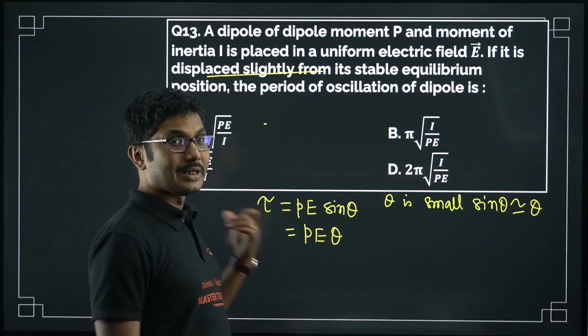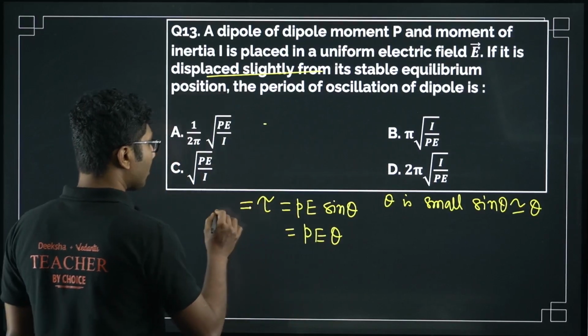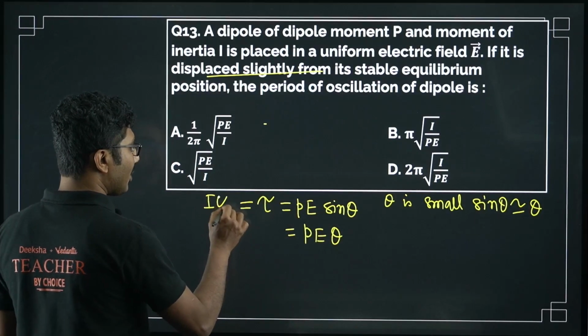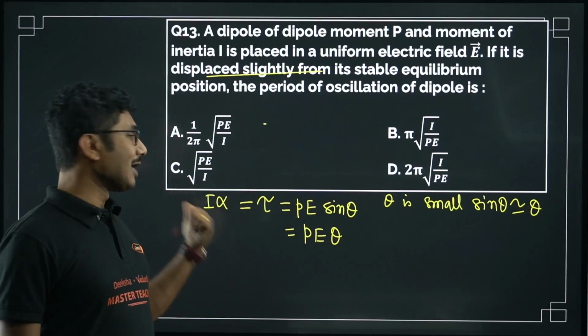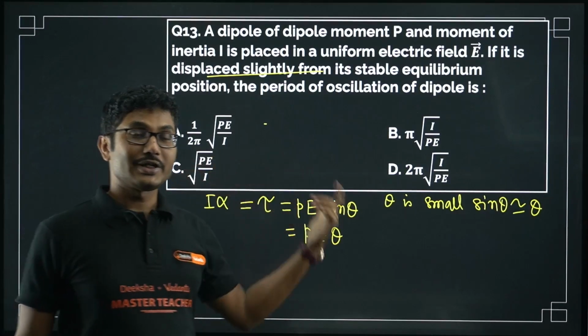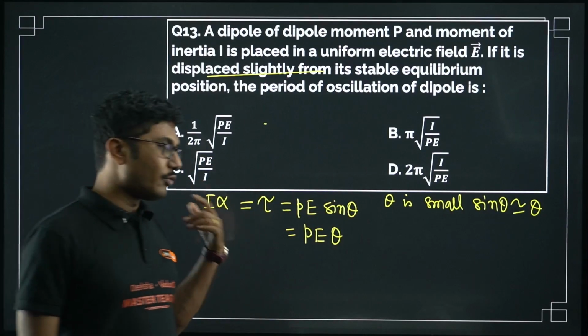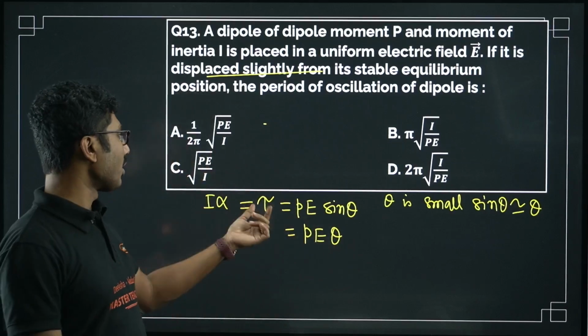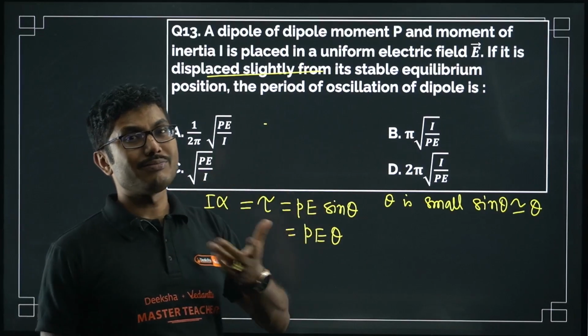So this is a lightly mixed concept question. From the rotational motion chapter, we know that torque is also represented by I into alpha. I is moment of inertia, alpha is angular acceleration. Torque is the rotational equivalent of force. Force equals ma and torque equals I alpha. I is the rotational equivalent of mass.